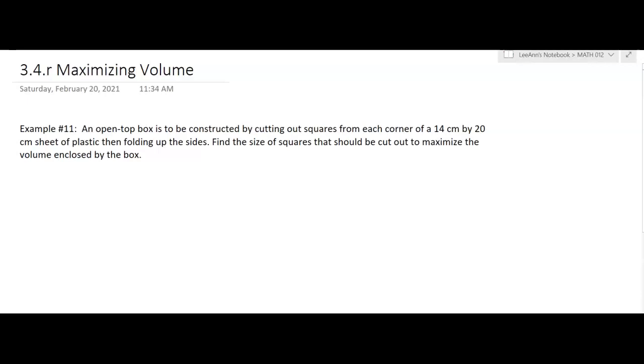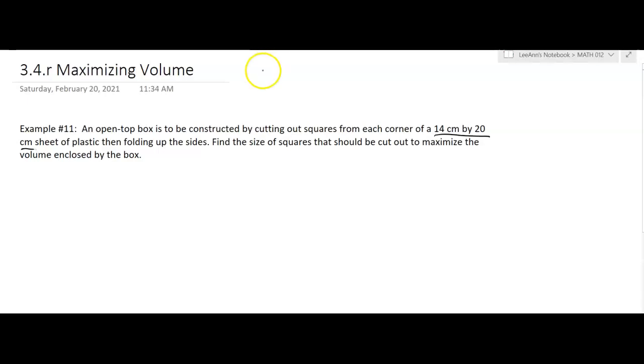Okay, so we have a word problem here, and it's a fairly common type of problem to see in math classes. If you haven't seen one before, that'll be exciting. It says an open top box is to be constructed by cutting out squares from each corner of a 14 centimeter by 20 centimeter sheet of plastic, then folding up the sides.